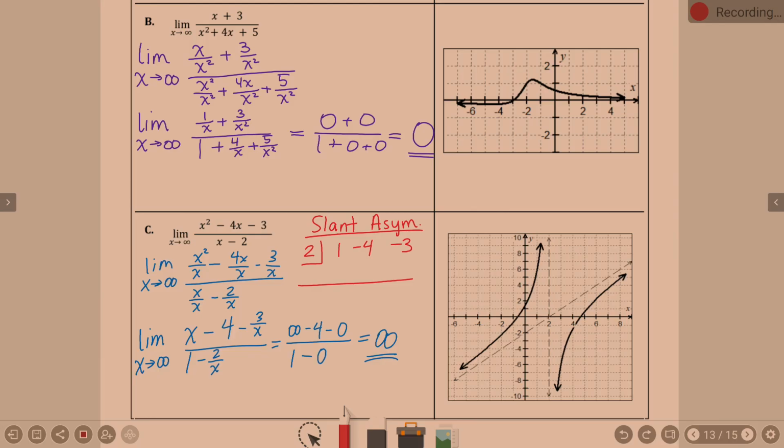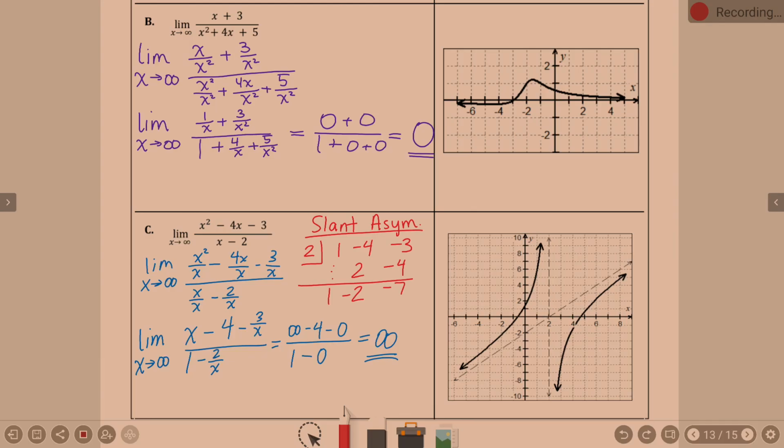After you drop the 1, drop that first 1, and then multiply and add. 2 times 1 is 2. Negative 4 plus 2 is negative 2. 2 times negative 2 is negative 4. Negative 3. You do get a remainder.